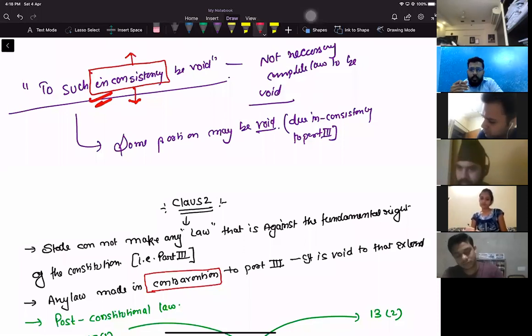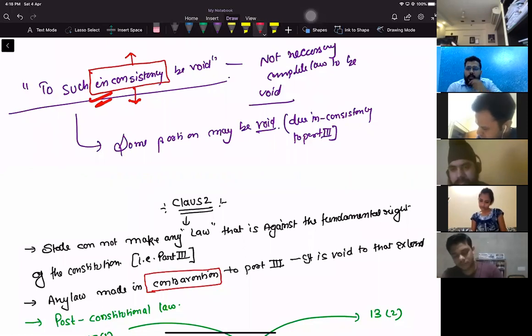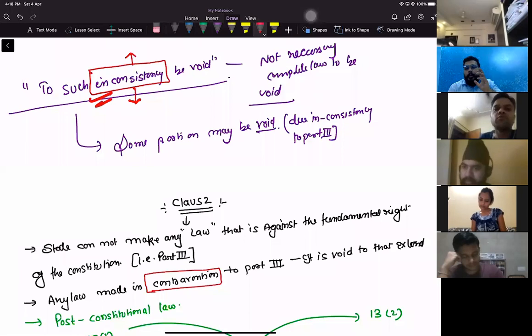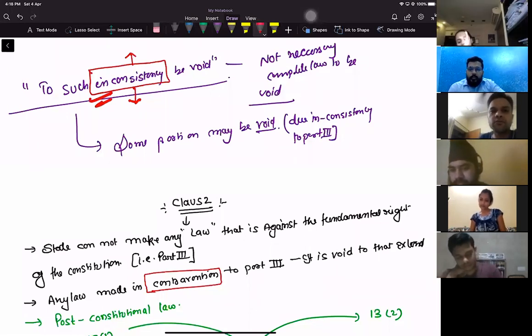However, the word contradiction shows that the enactment per se is void from the very beginning because it has been made in contravention of the fundamental rights. The day on which the law was made, fundamental rights were existing. And due to the existence of fundamental rights, this law has never come into force. It never came into force. This is the basic difference between the word inconsistency and contravention.